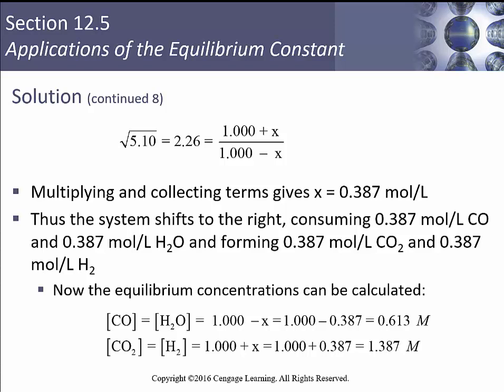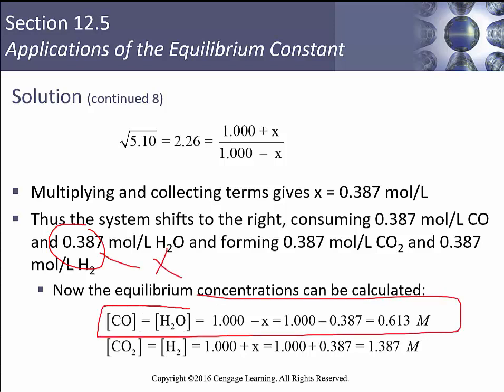Thus, the shift in the system is to the right, and it's going to consume 0.387 moles per liter of CO and 0.387 moles per liter of H2O, and it's going to form 0.387 moles per liter of carbon dioxide and 0.387 moles per liter of hydrogen. Now the exact concentrations can be calculated, so we've got our value for x. All we're doing is going back a step, right? Plugging in for x, this 0.387, because remember over here we just had 1 minus x.